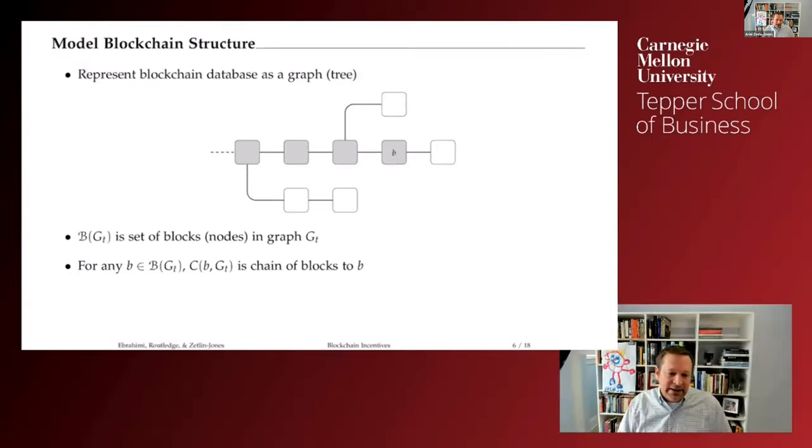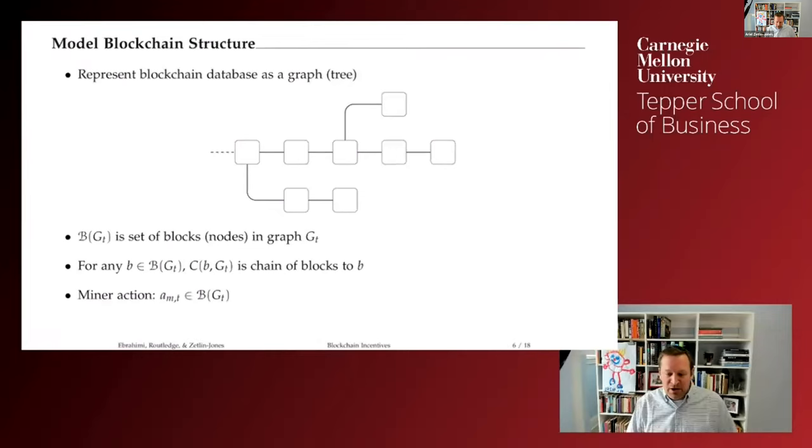What is a miner's choice in this game, given this graph? A miner's choice is simply an action. Pick a block in this graph. And what am I doing? I'm choosing that block to append a new block of data to. So miners are free to go anywhere they want in the existing graph. They may not be successful, but they all get to choose some location where they can append new data.